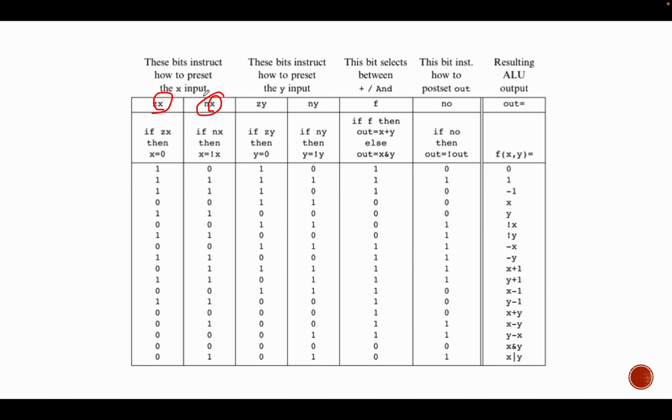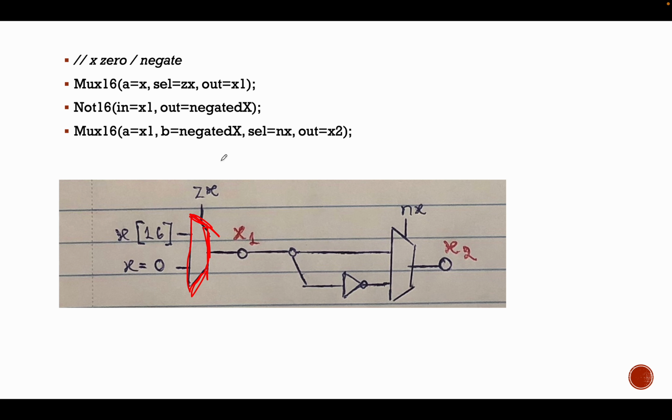Now we move on to the second one, which is NX. NX is basically for negating X. To negate X, we need a NOT gate over here. That's why we have a NOT gate.